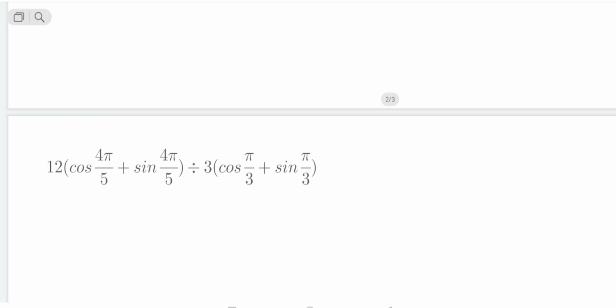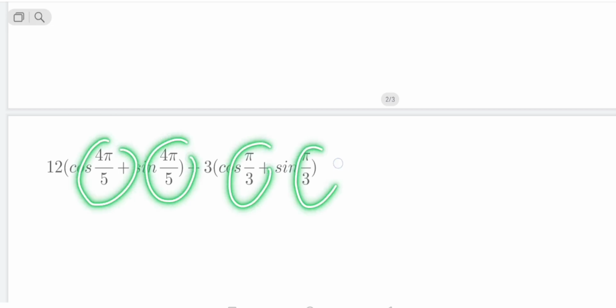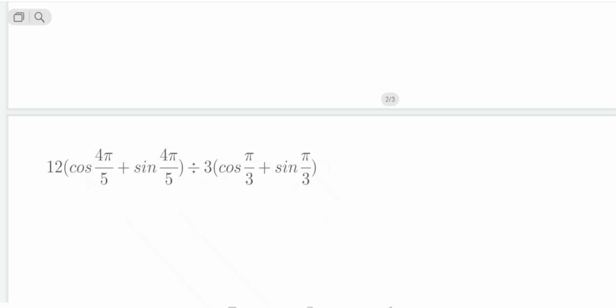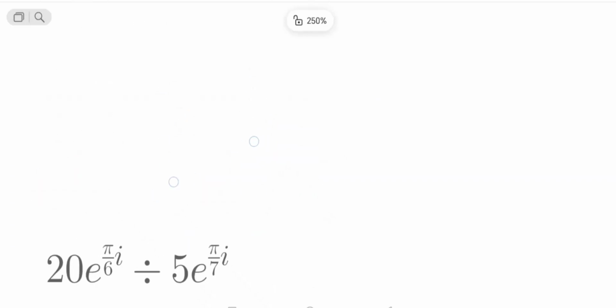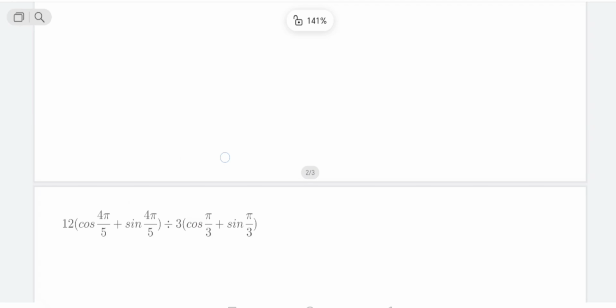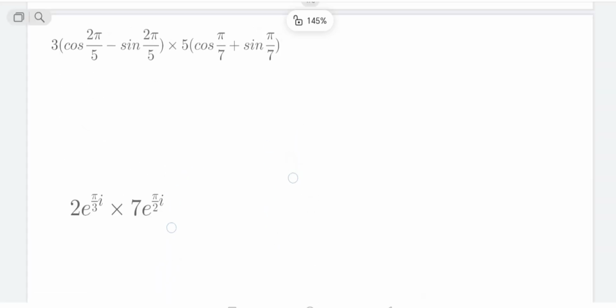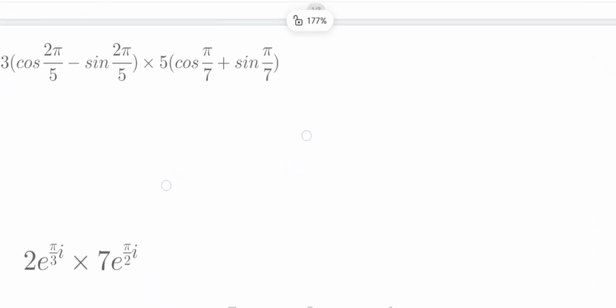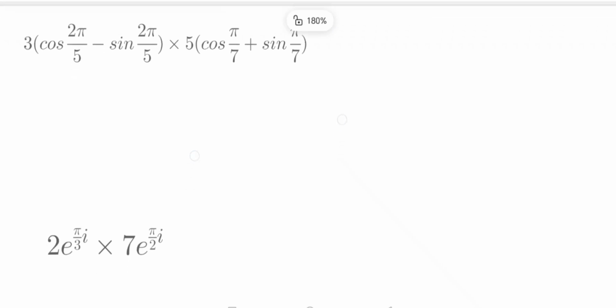So for example, here dividing: if dividing, we subtract the angles, this angle minus this angle. If dividing, we subtract the angle, other same, 12 divided by 3. For example, here exponential form, dividing 20 divided by 5, and we subtract the angle. This is the rule. So according to this rule, we are going to solve the question. As I told you, in the first question here, let me move it down a little. First we will multiply 3 times 5, which is equal to 15 bracket.